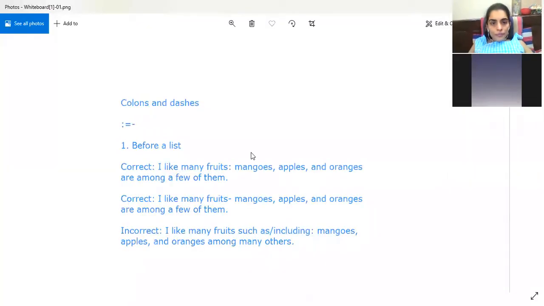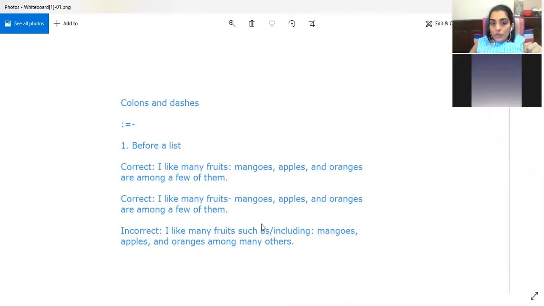The next is colons and dashes. So, colons and dashes are equivalent. Wherever you can use a colon, you can use a dash. Usually, a colon and a dash are interchangeably used before a list. Like I like many fruits, and then you list the fruits. You can use a colon here, or you can use a dash here.